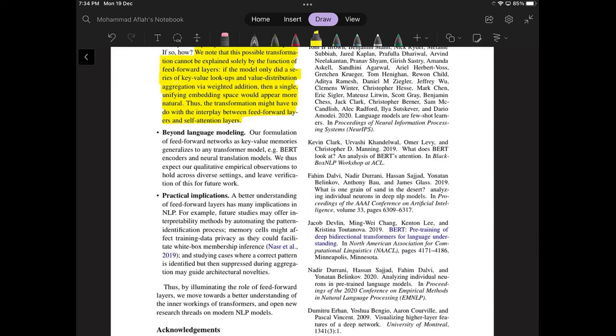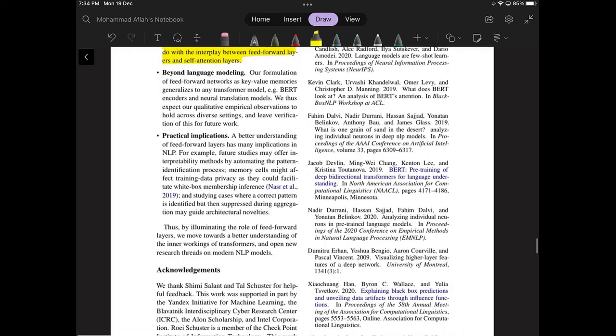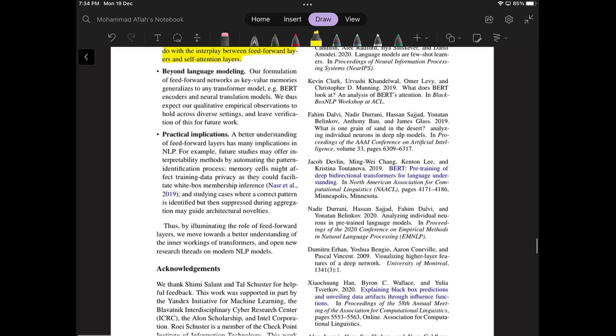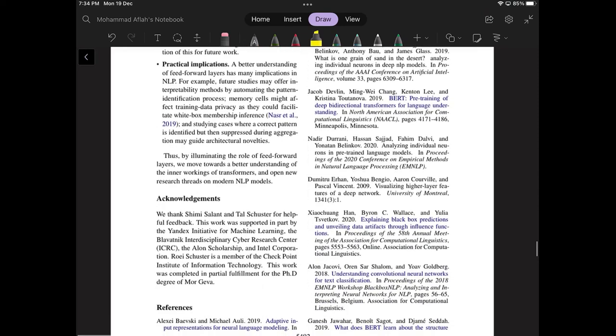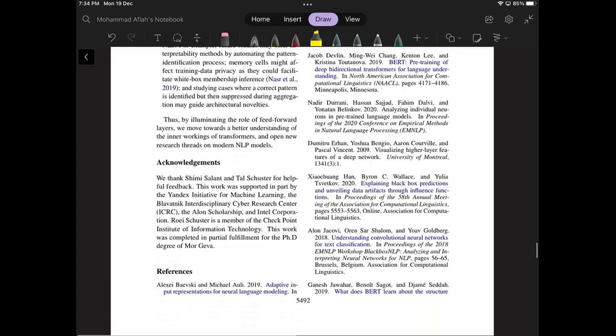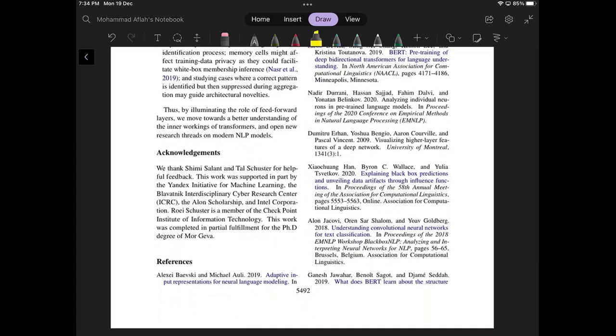Beyond language modeling, you can also focus on other tasks. We expect the qualitative empirical observations to hold across diverse settings. In terms of practical implications, a better understanding of feed-forward layers could help interpretability methods by automating the pattern identification process, as they could facilitate white-box membership inference. And studying cases where a correct pattern is identified but then suppressed during aggregation might guide architectural novelty. So you might want to then highlight back those things. Thus, by illuminating the role of feed-forward layers, we get a better understanding of the inner workings. And then they thank the people and the associations which have supported them.